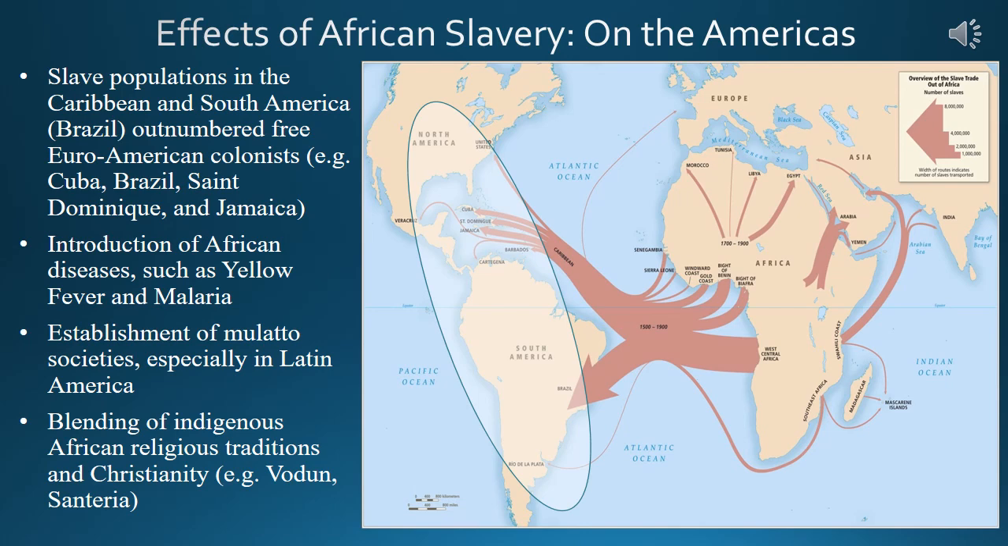American populations were also introduced to African diseases, such as yellow fever and malaria, which led to more devastation of Native American populations during this time period. Demographically, the arrival of over 12 million enslaved Africans led to the establishment of mulatto societies, especially in Latin America. And culturally, African, Native American, and European traditions blended, and new religious constructs, such as Vodun and Santeria, developed in the European maritime empires of the Western Hemisphere.